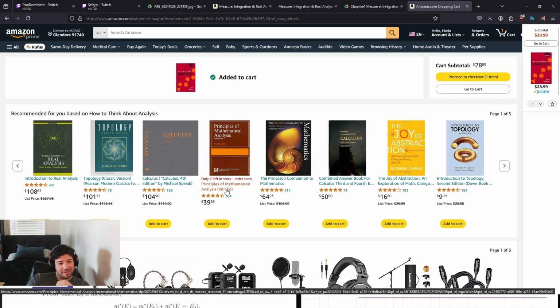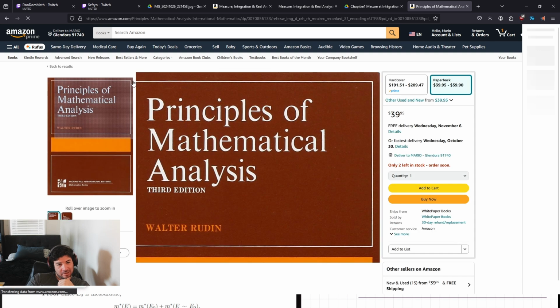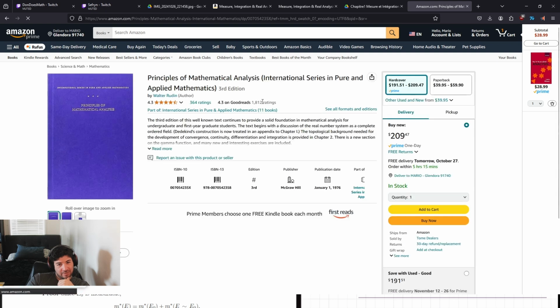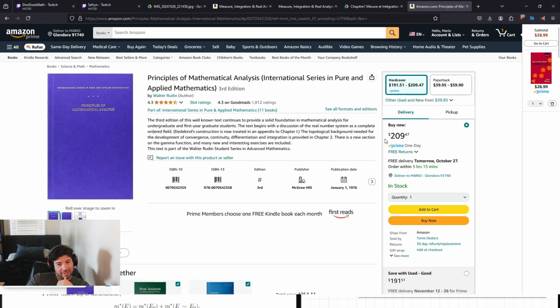Oh, not this guy. I've also seen this book around. Bartle. I've heard Bartle's good. Let's see how much this book is. Hardcover, $209.